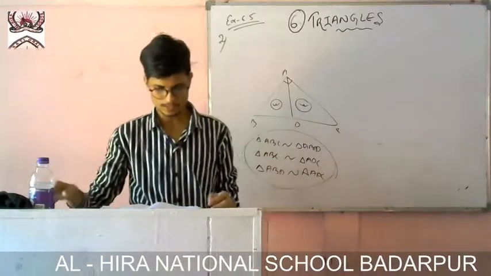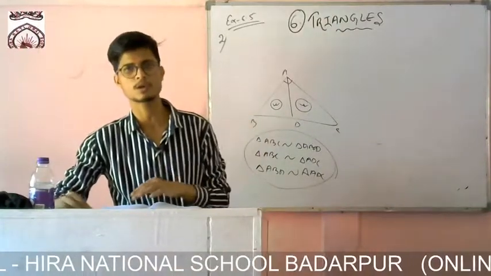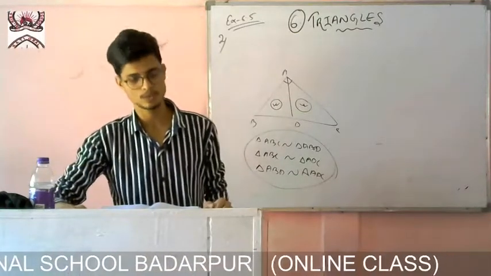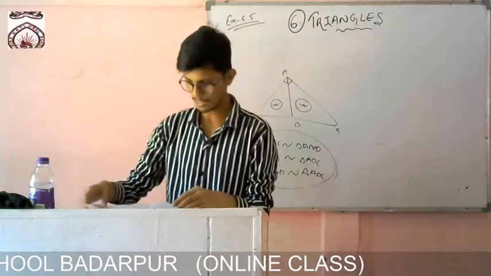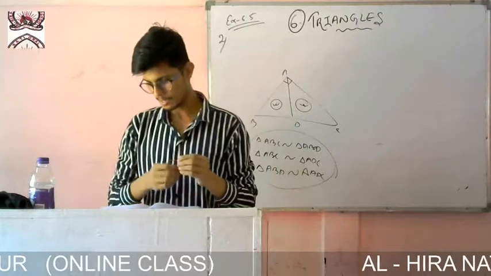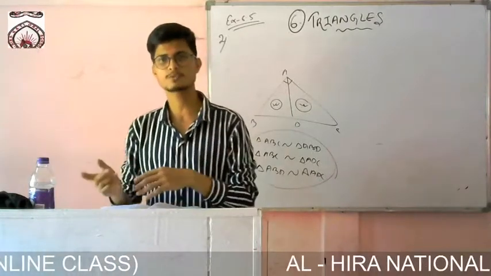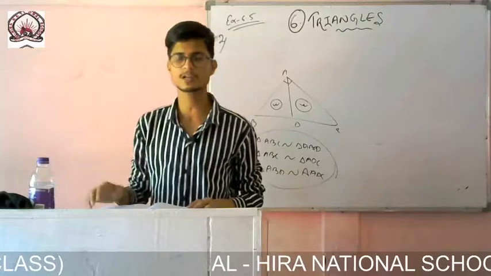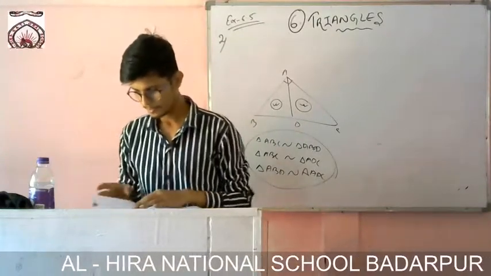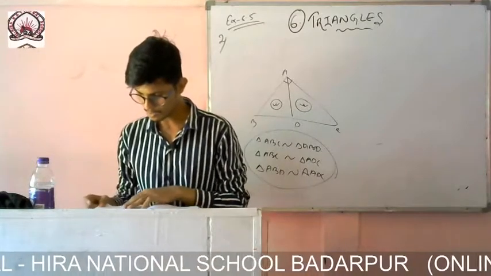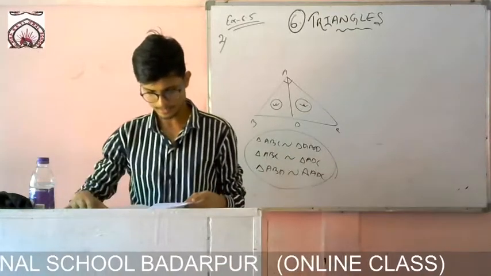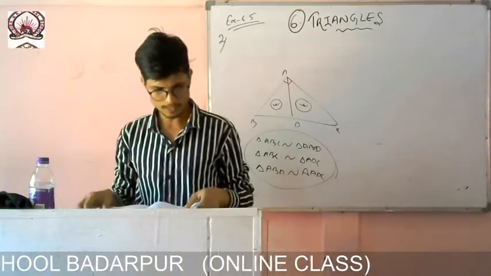The second theorem was that in a right triangle, the square of the hypotenuse is equal to the sum of the squares of the other two sides. The reverse is also correct: if the hypotenuse square is equal to the sum of the squares of the other two sides, then the angle opposite the hypotenuse will be 90 degrees. Now let us move to the exercise.